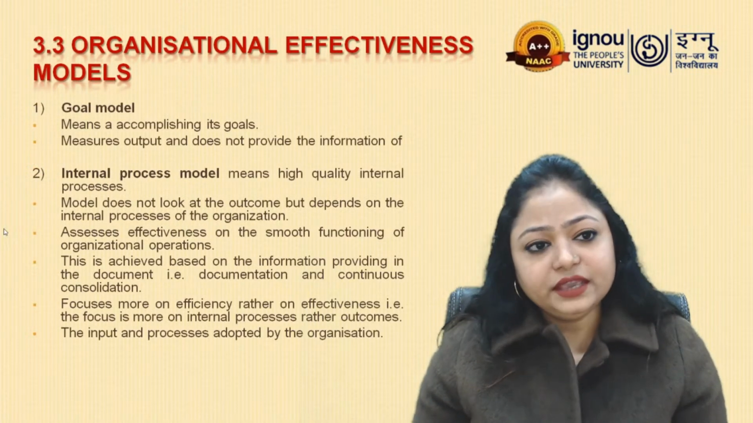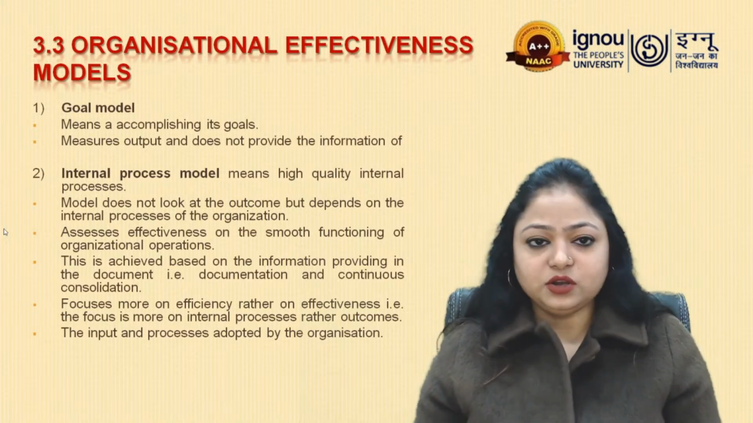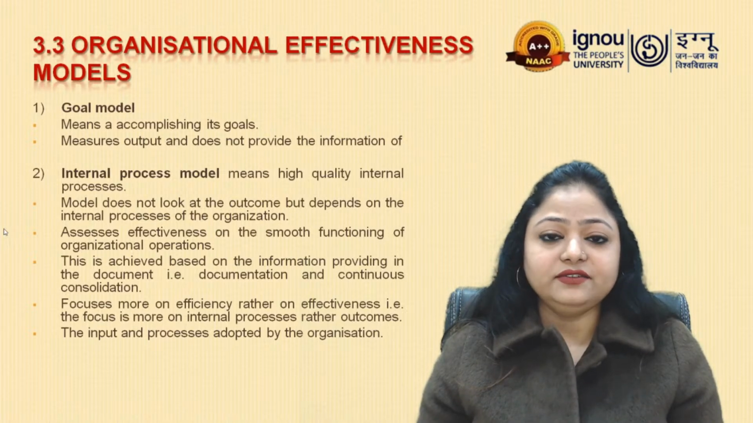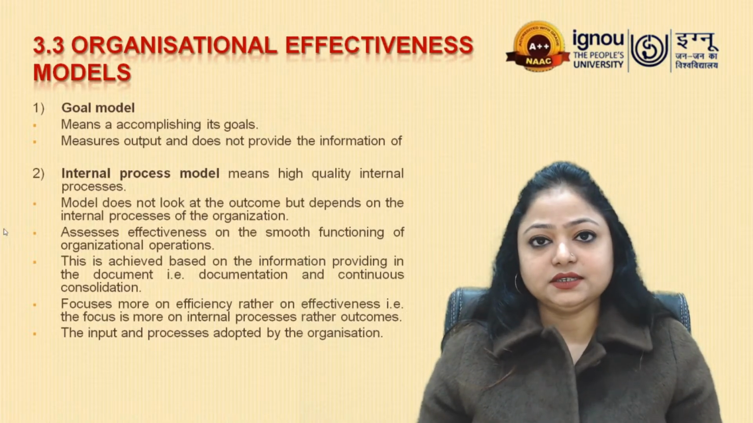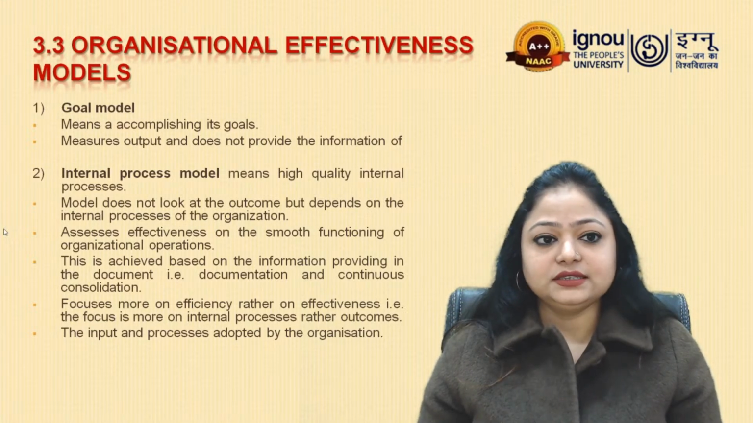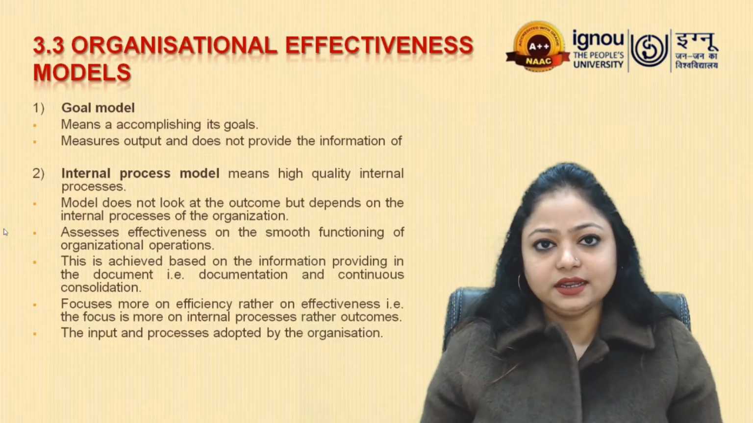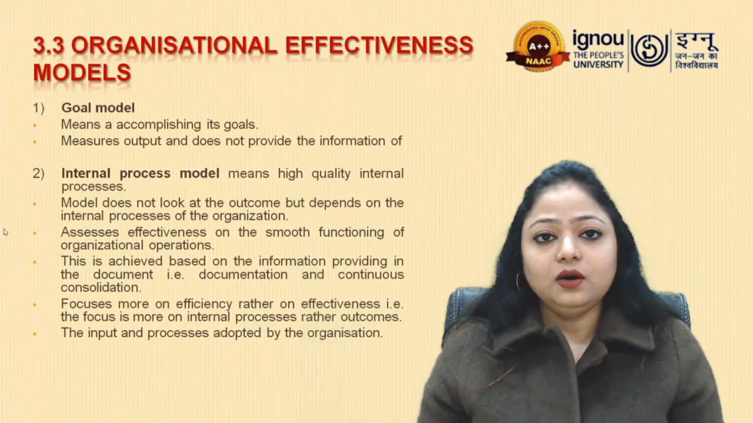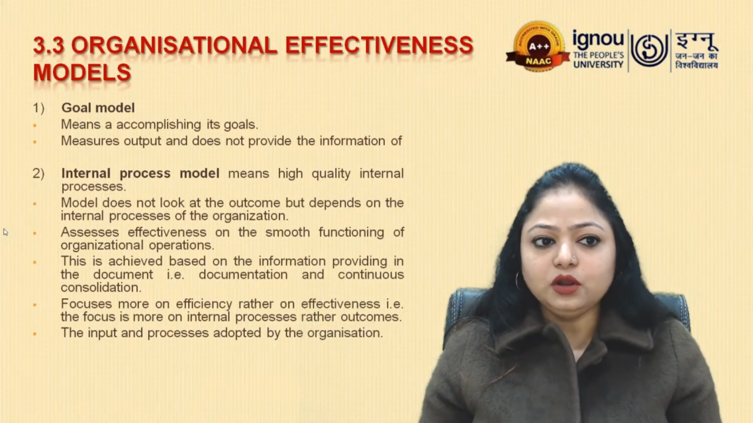Okay, so here there are different models which can lead us to identify the effectiveness of the organization. The first model is the goal model. When we compare the set goals as the parameter to judge the effectiveness of the organization, that is, what kind of output or productivity level it has achieved, then we are following a goal model.